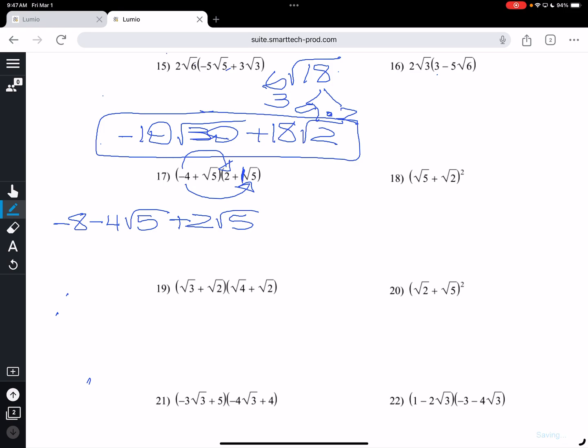Radical 5 times radical 5 is radical 25, which is 5. Plus 5. Then you take your like terms and combine. Negative 8 plus 5, negative 3. Negative 4 radical 5 plus 2 radical 5, negative 2 radical 5. Now you could say negative 2 radical 5 minus 3, either way.